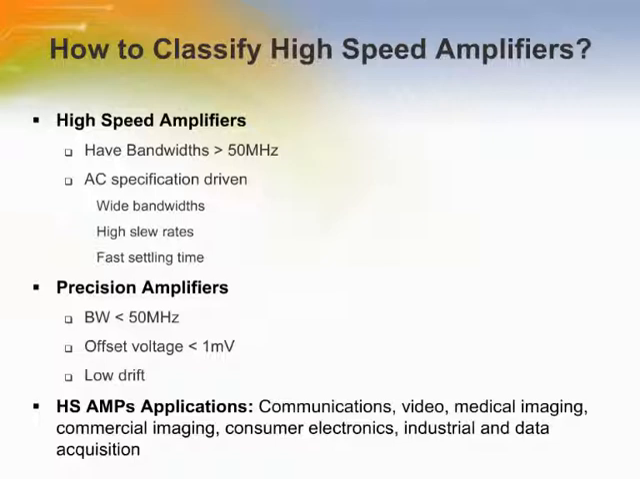High-speed amplifiers tend to be more concerned with AC specifications such as wide bandwidth, fast slew rates, and quick settling times. Precision amplifiers, on the other hand, have bandwidths less than 50 MHz and are more concerned with DC specs such as offset voltage and drift. High-speed amplifiers are used in applications such as communications, video, medical imaging, commercial imaging, consumer electronics, industrial, and data acquisition.